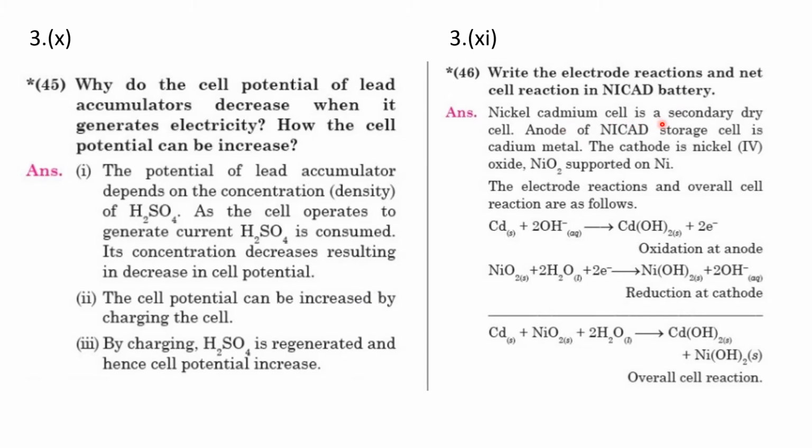Answer. Nickel-cadmium cell is a secondary dry cell. Anode of nickel-cadmium storage cell is cadmium metal. The cathode is nickel oxide, NiO2, supported on nickel. The electrode reactions and overall reactions are as follows. Oxidation reaction at the anode, Cd + 2OH- gives Cd(OH)2 + 2 electrons. And the reduction reaction at the cathode is NiO2 + 2H2O + 2 electrons gives Ni(OH)2 + 2OH-. And the overall cell reaction is Cd + NiO2 + 2H2O gives Cd(OH)2 + Ni(OH)2.